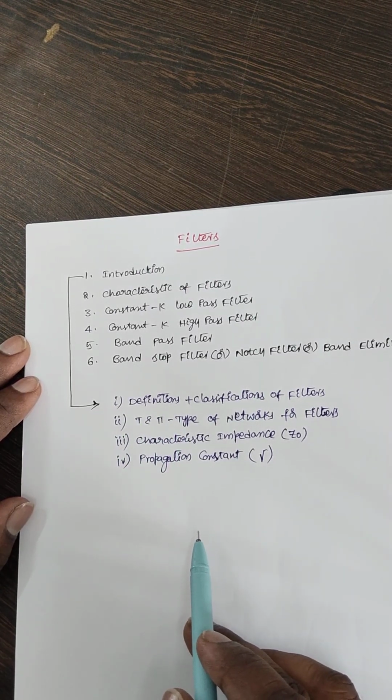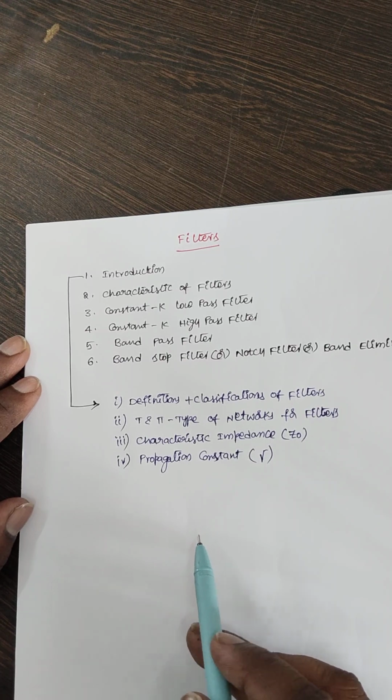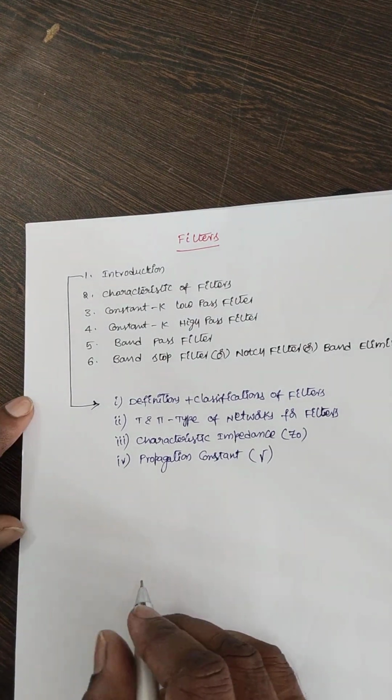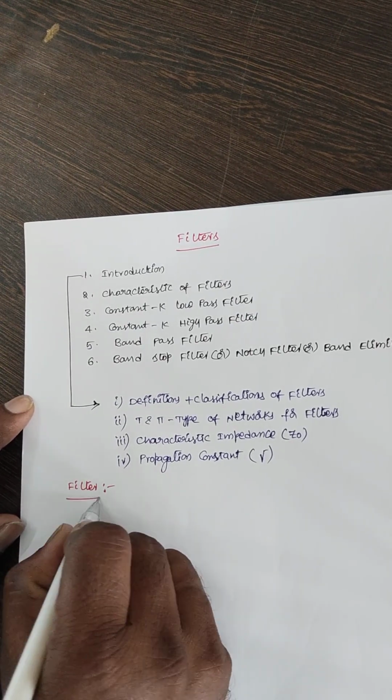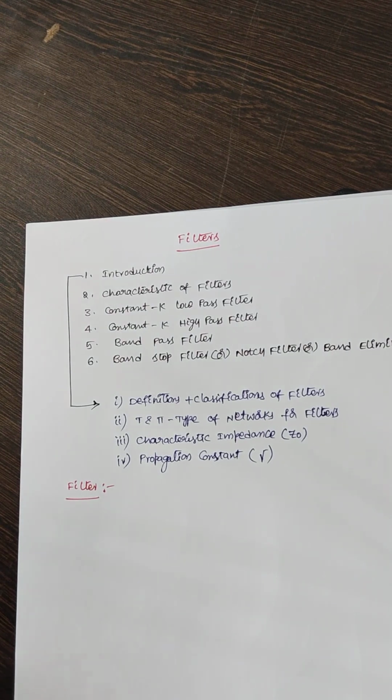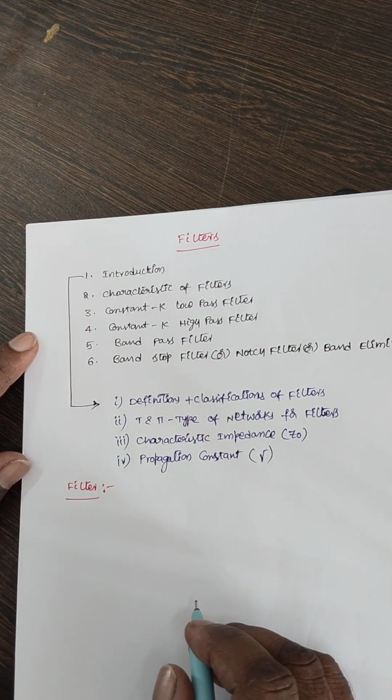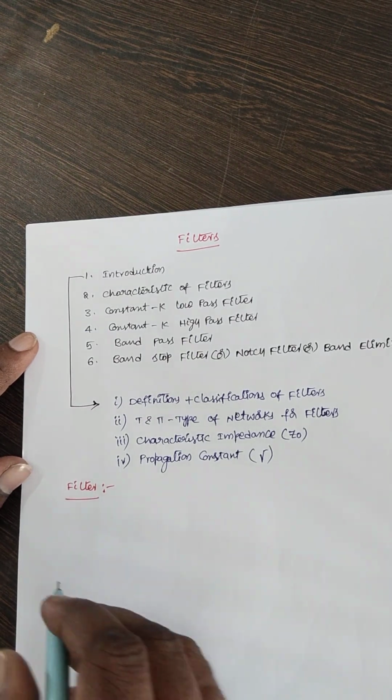So what is meant by filter? What are the different types of filters? Let me explain here. So filter, first one, filter definition. We can define it as a frequency selective network which will pass signals having a certain range or band of frequencies, nothing but the pass band, and attenuates or stops another band or range of frequencies, nothing but the stop band. Okay, let me write here.